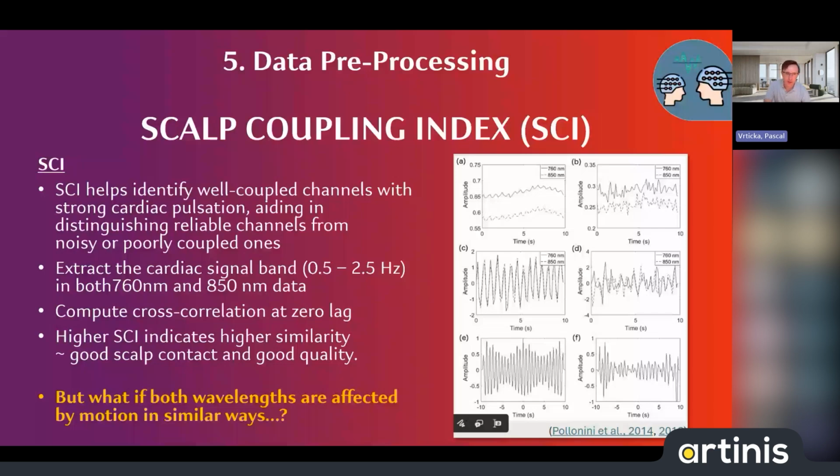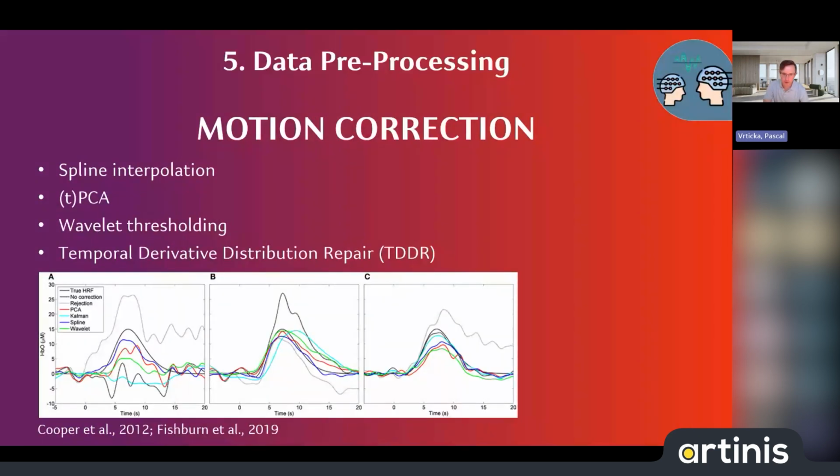The next step then is motion correction or noise correction in general. And here, one of the main issues is that you have quite a few different means of doing so. You can have spline interpolation, you can have TPCA, wavelet thresholding, temporal derivative distribution repair, and quite likely a few more. And the thing is that most of those work quite differently, right? So I will explain just on the next slide what the spline interpolation does.